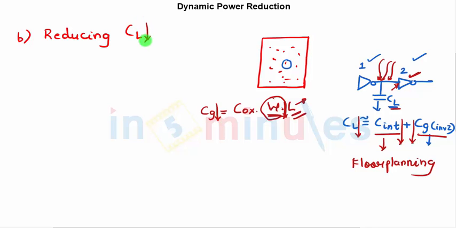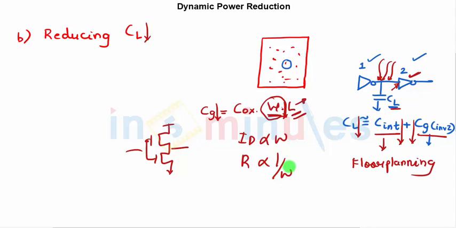But what will happen if I reduce my W? See, if I zoom into this, if I reduce my W, I know that ID is directly proportional to W, correct? We have seen that. And we have also seen that R is inversely proportional to W. If that's the case, your R will increase if you keep on reducing the W, correct? And if R increases, your delay of this specific block, which is nothing but R into C, will increase. So this guy will become slow, correct?